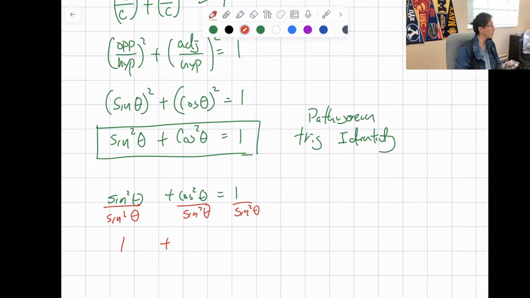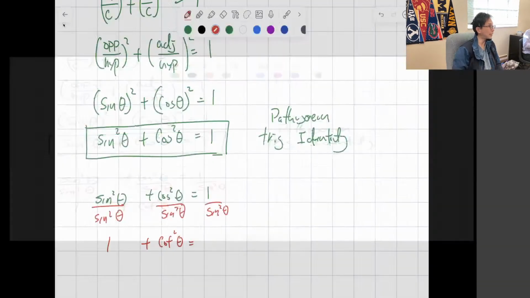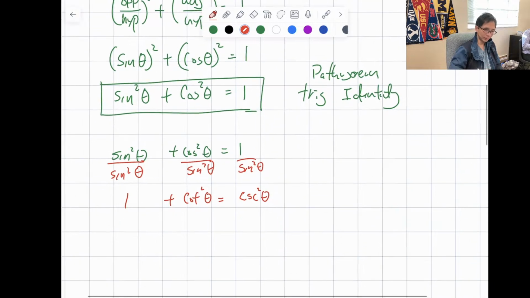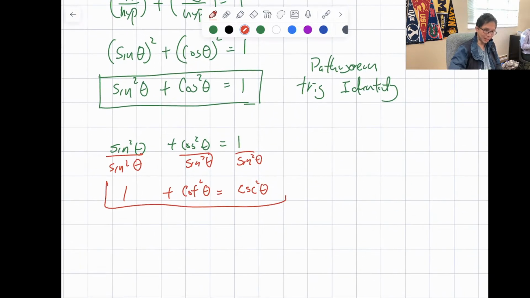Not 10. Cotangent. Now remember, I write the square between the trig function and theta. You have to write theta. On your quiz, if you don't write down theta, that's wrong because you cannot have a trig function without an argument. That's going to be cosecant squared theta. Why? Because 1 over sine is cosecant. So that becomes the second Pythagorean identity.